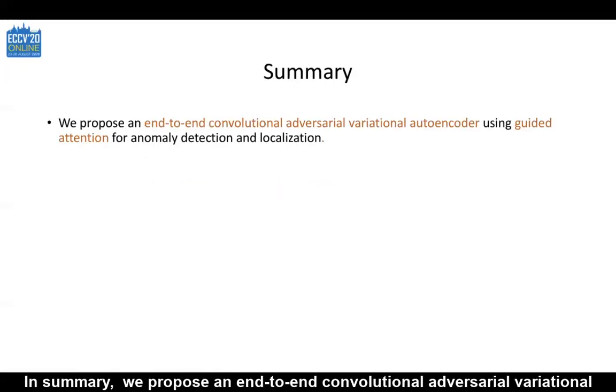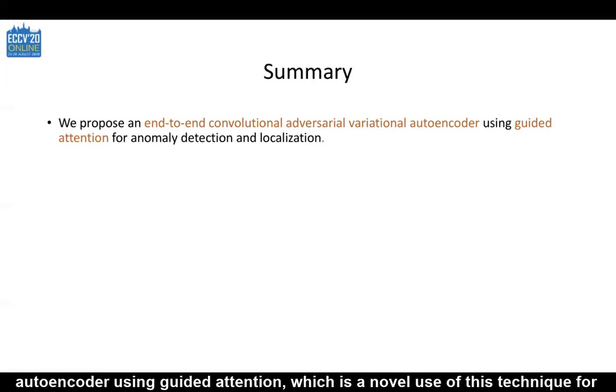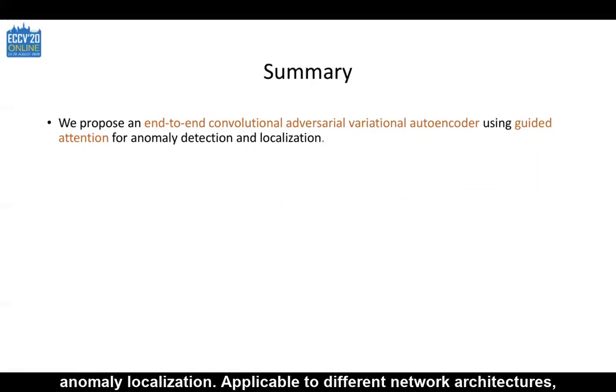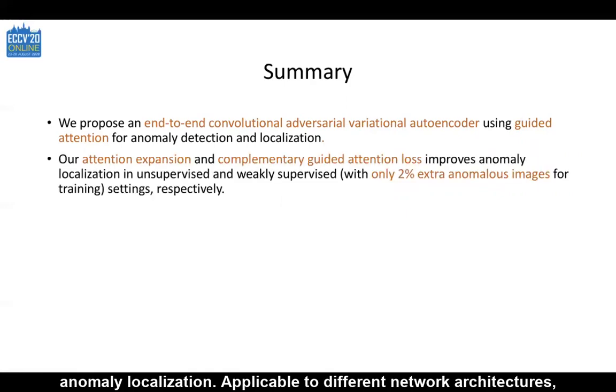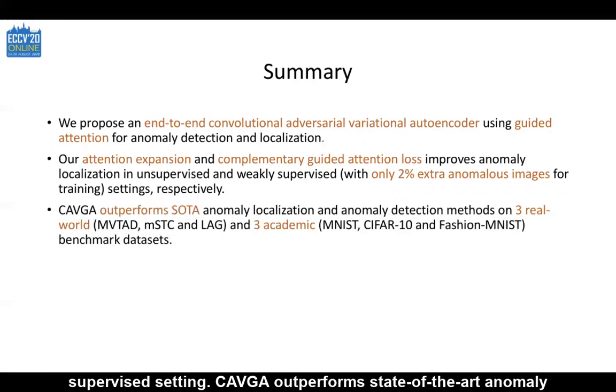In summary, we propose an end-to-end convolutional adversarial variational autoencoder using guided attention, which is a novel use of this technique for anomaly localization. Applicable to different network architectures, our attention expansion loss and complementary guided attention loss improve the performance of anomaly localization in the unsupervised setting and with only 2% extra anomalous images for training in the weakly supervised setting. CAVGA outperforms state-of-the-art anomaly localization and anomaly detection methods on 3 real-world and 3 academic benchmark datasets.